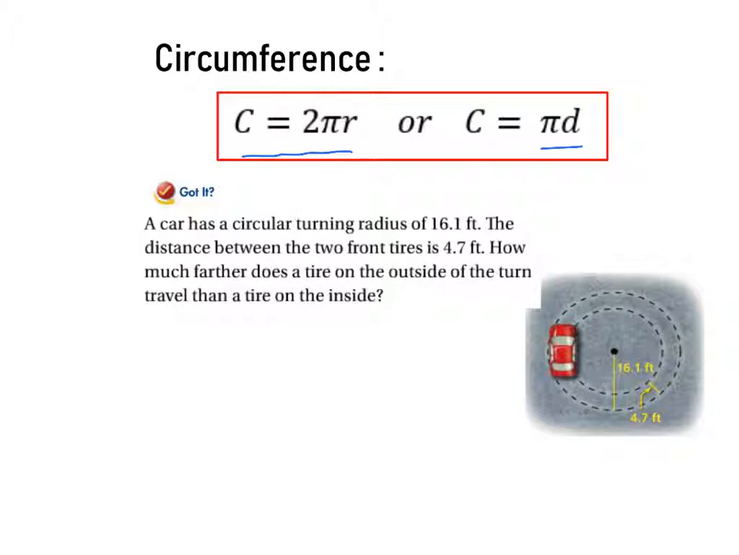Okay, so if you look at what they've given us, they told us that the full radius of the big circle, the outer tires here, would be 16.1, but that the distance between the tires is 4.7. So if I'm dealing with the inner circle, that radius would be less. I would do 16.1 and subtract the 4.7, and I have a radius of 11.4. Okay, that's a 4. What a mess. Let me fix that.